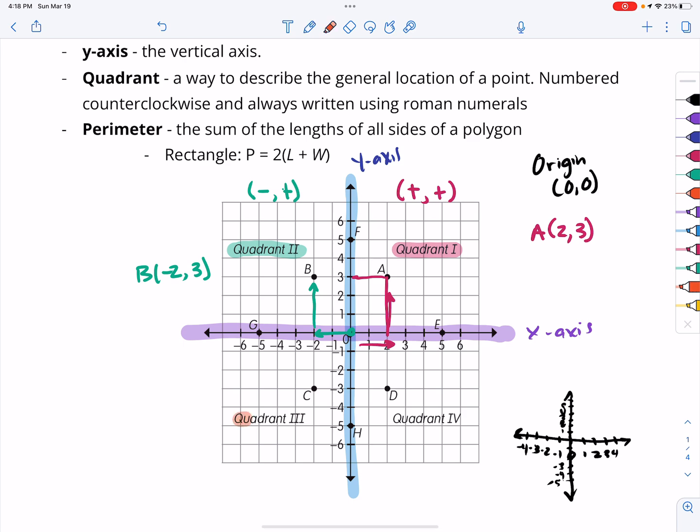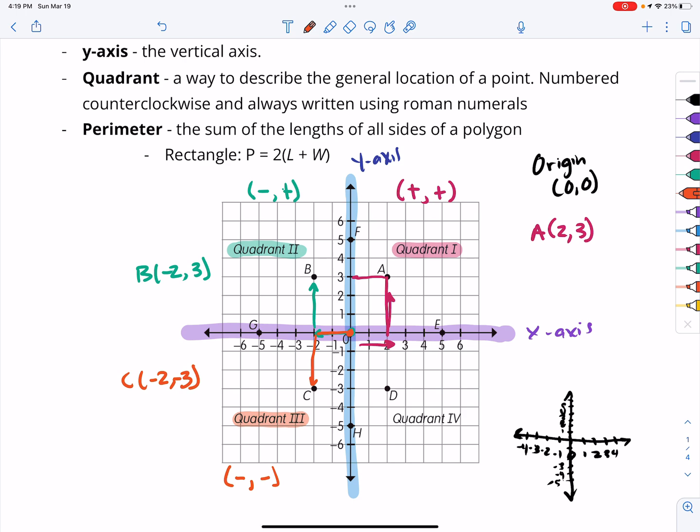Quadrant 3, as we continue around, our coordinates are going to both be negative. So our x values are negative, and our y values are negative. So if we look at point C, again, starting at the origin, we are going to go into the negative 2 units, and then we are going to go down 3 units. So they are both negative.